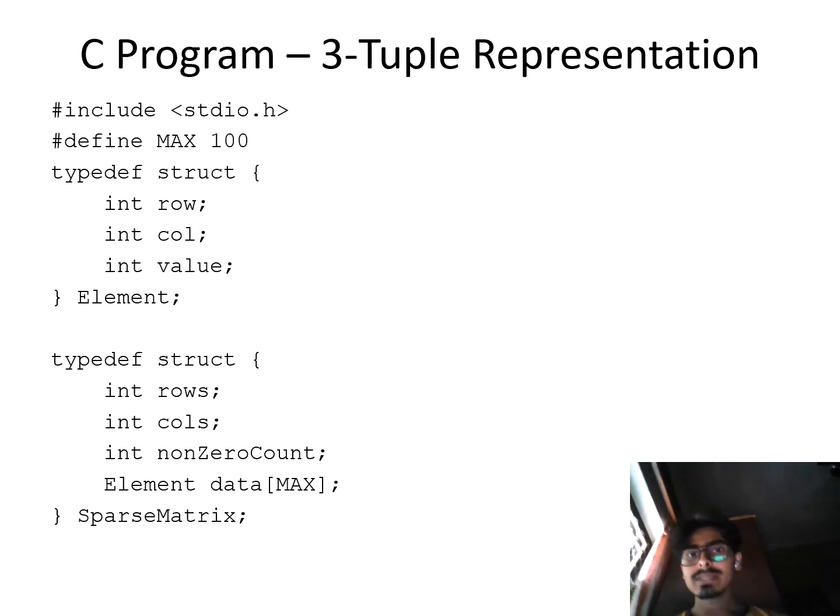So here's my C program based on the three-tuple representation of a sparse matrix. We start by defining a structure called element to hold each non-zero value with its row and column. Then a sparse matrix structure holds the size of the matrix and an array of such elements.